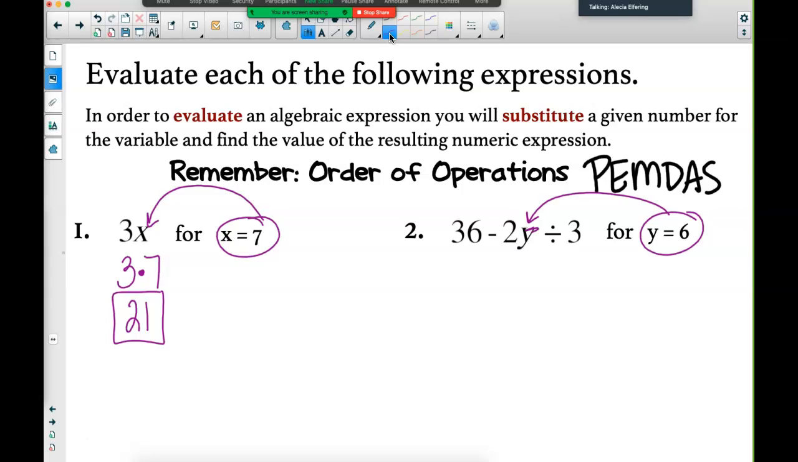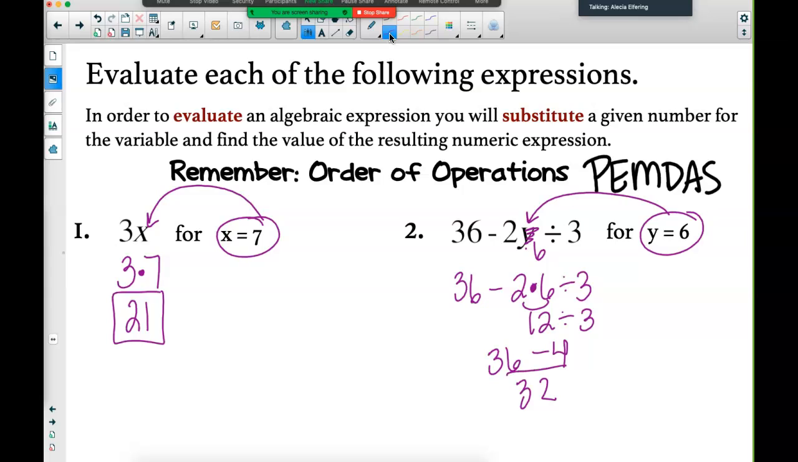If I substitute 6 in for y, we have 36 minus 2 times 6 divided by 3. We have to do our multiplying first. 2 times 6 is 12. 12 divided by 3 is 4, and then 36 minus 4 is 32. Make sure we're still following order of operations. It's really important we follow those same steps every time.